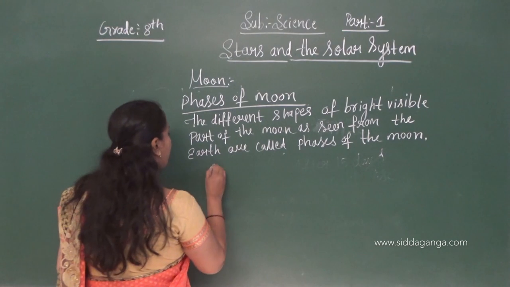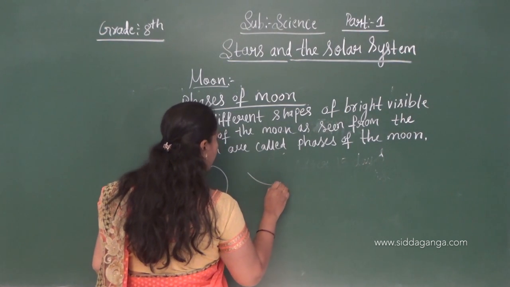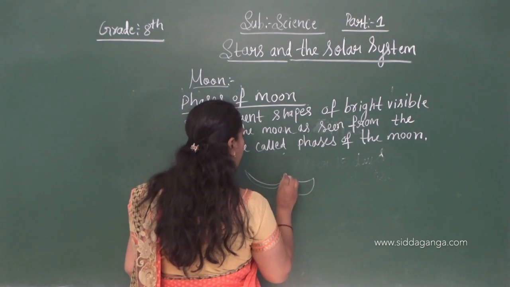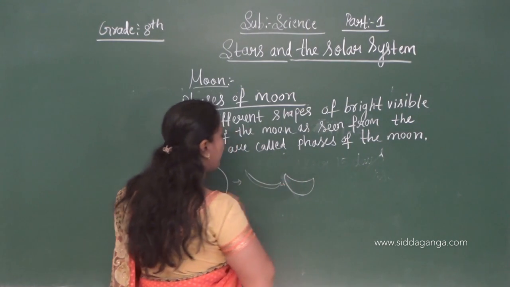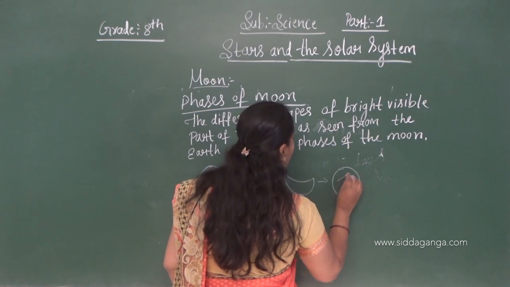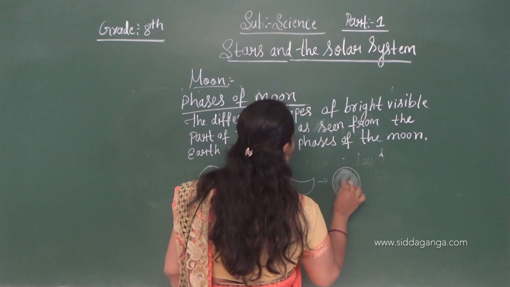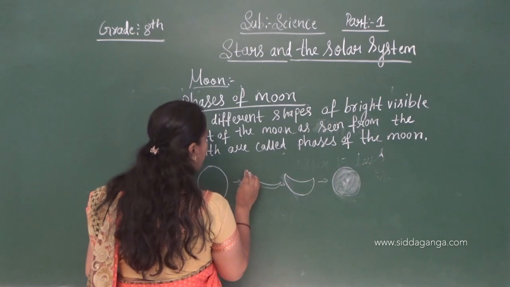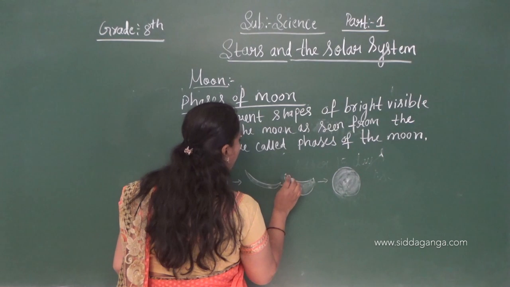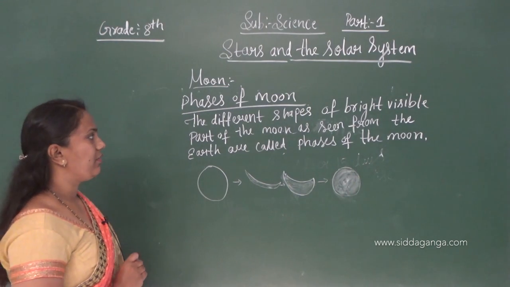So this is about phases of the moon. In the beginning we are not able to see the moon, and the next day we are able to see the crescent-like shape. Afterwards there is an increase in the shape of the moon, and then we are able to see the full moon. After the new moon day, there is a change in the shape and brightness of the moon, so it consists of phases. They are given in the textbook very nicely, so you can refer to the textbook to see the phases of the moon.